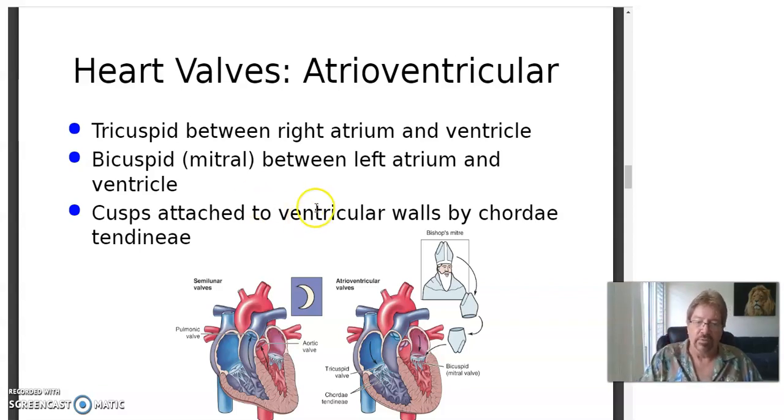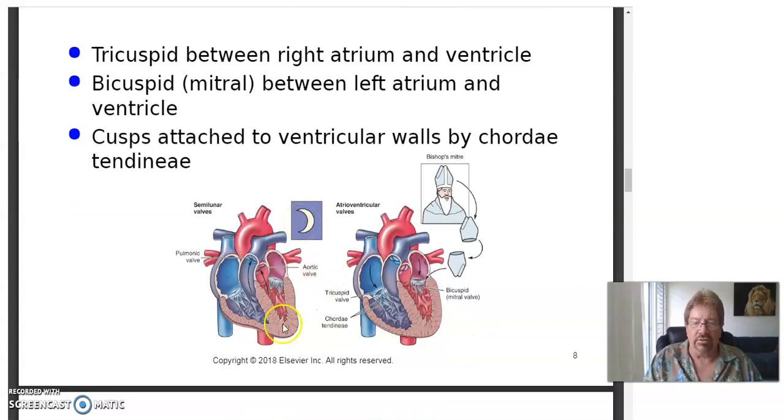Cusps are attached to the ventricular walls by chordae tendineae. All right, let's look at these valves. Here's tricuspid. Here's the mitral. See these strings? These are called chordae tendineae. They attach to the walls of the endocardium, and they keep the valve from turning inside out.